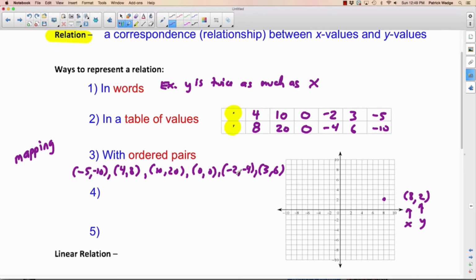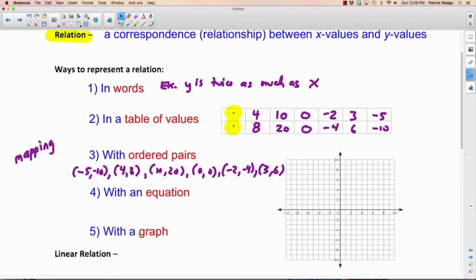So here's another way you could express the relation. You could put a bunch of ordered pairs. Well, wait a minute. If you have a bunch of ordered pairs, guess what you could do with all the ordered pairs? You could put them on a graph. That's number 5. Let's do 5 first, since it makes sense to do 5 now.